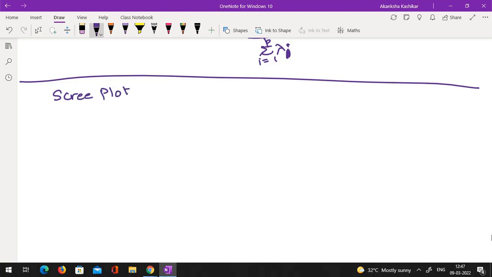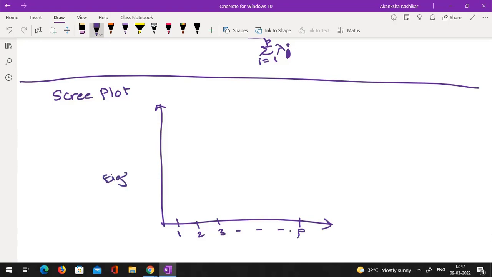So what is a scree plot? As the name suggests, it's a graph, a very simple graph. On the x-axis we just have indices 1, 2, 3, 4 up to p. And on the y-axis we have the eigenvalues. The first eigenvalue is supposed to be the largest, so suppose it is here, then the second is here, the third is here, the fourth is here, and so on. We join these eigenvalues by a straight line.